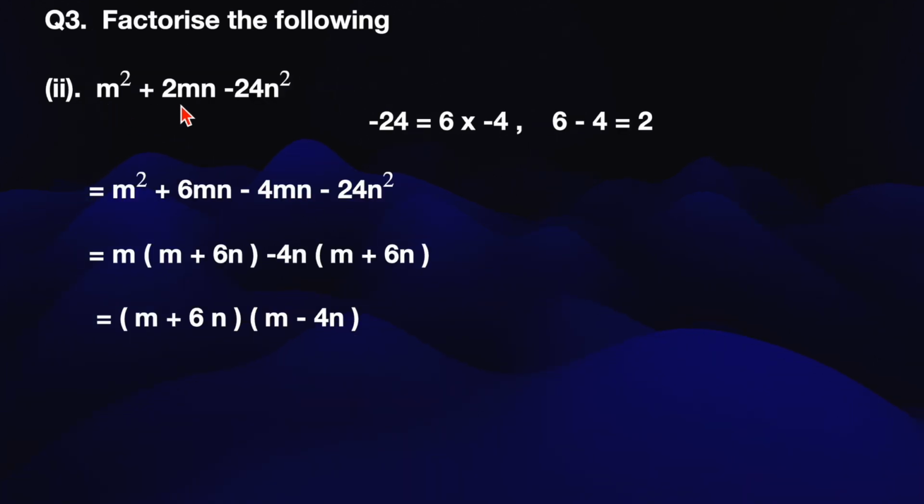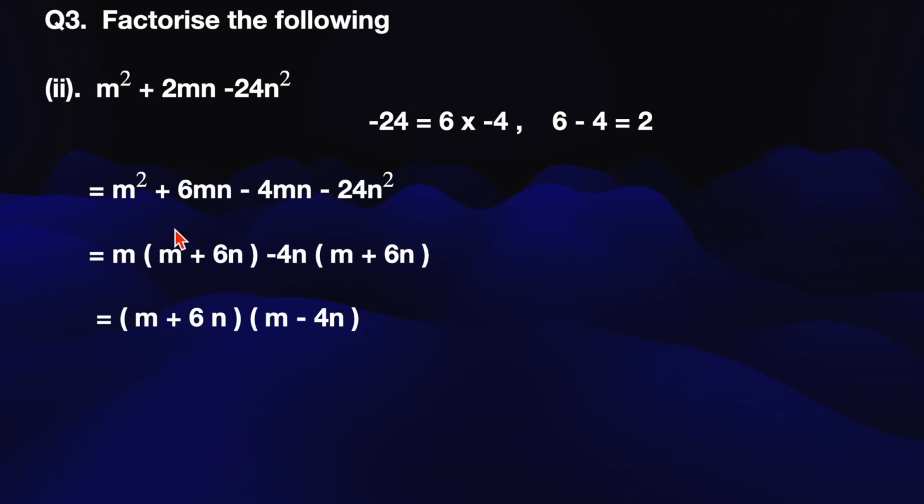Okay. m square plus 2mn minus 24n square. So here the last term is minus 24, and this is the middle term. So what is 24? The two factors, 6 fours are 24. This is negative, so one of the numbers should be negative. Since the middle term is positive, the bigger number will be positive. So my 4 becomes minus 4. So 6 into minus 4 is minus 24, 6 minus 4 is 2. So write down 2mn as 6mn minus 4mn and rewrite the polynomial.